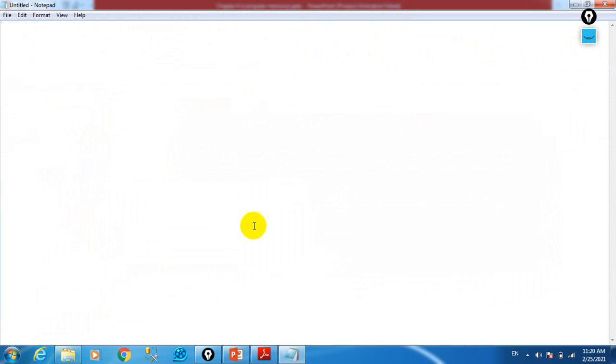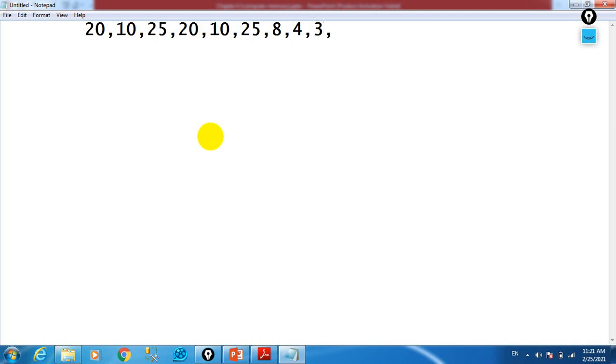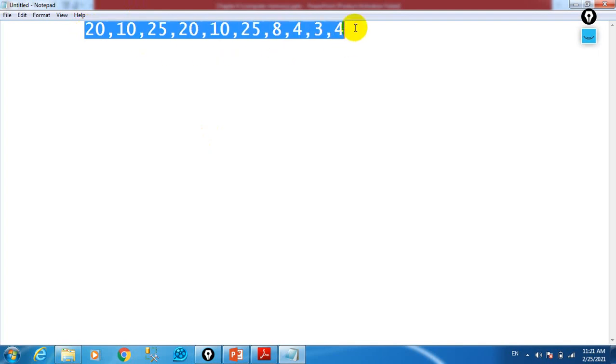FIFO algorithm is working first, let me just explain it first. Let me write a data. For example, we have data in main memory, the main memory data is 20, 10, 25, 20, 10, again 25, 8, 4, 3, 4. Okay, for example we have data in main memory.